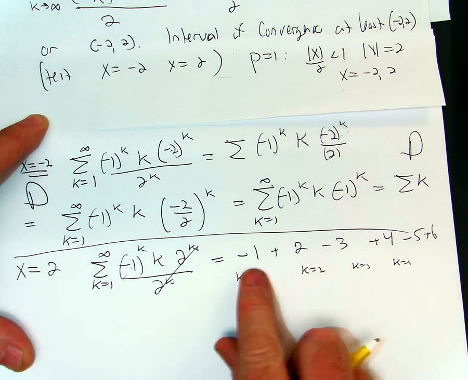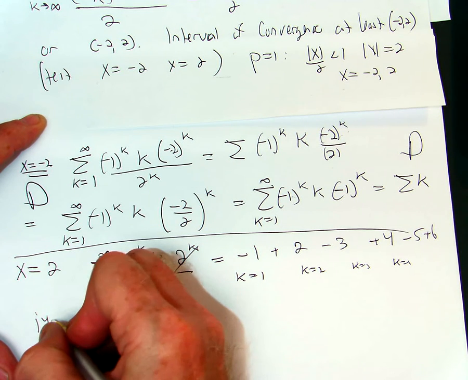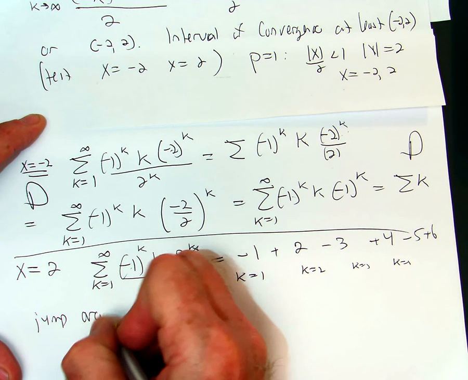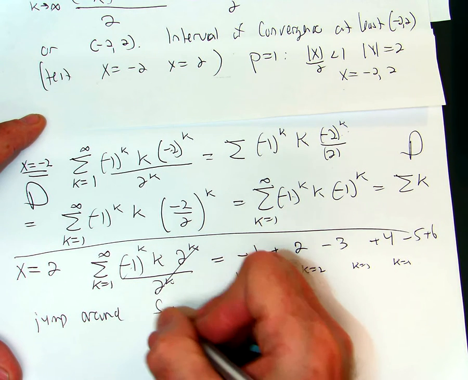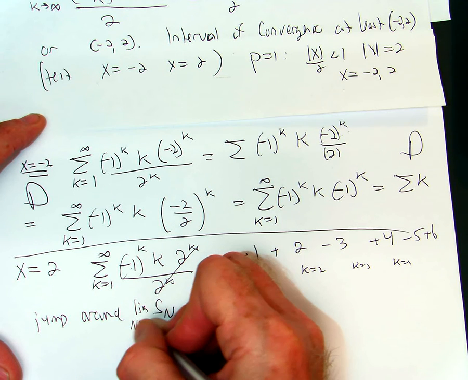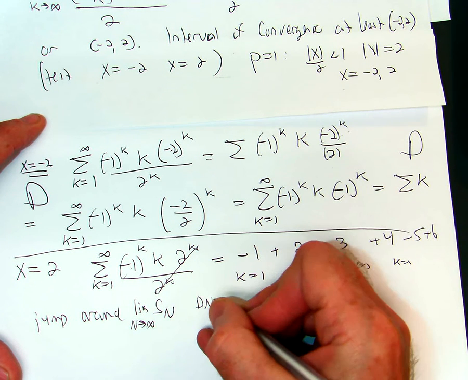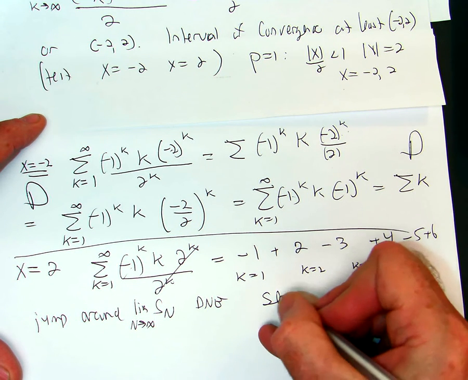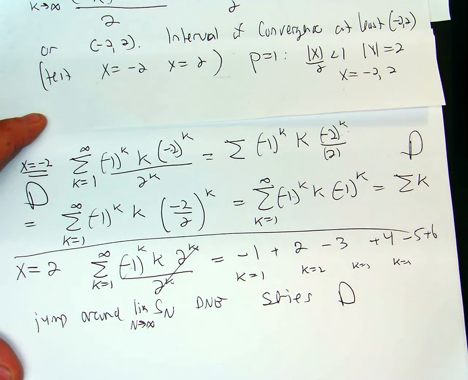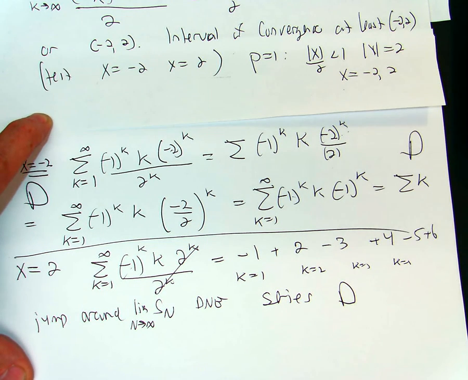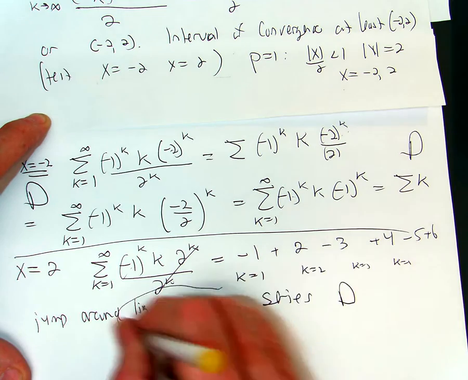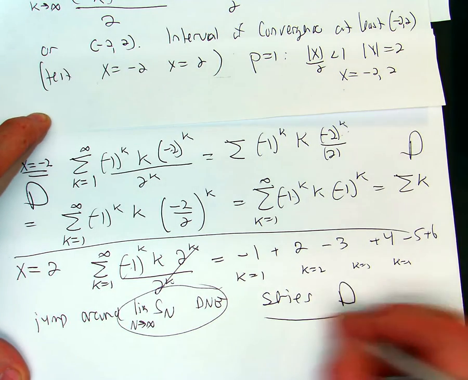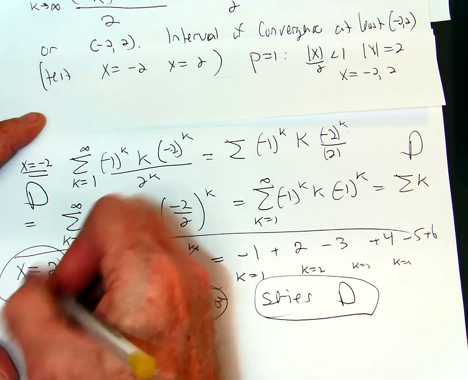So what's going to happen is this series is going to jump all over the place. So S_n, this limit of S_n, does not exist. And so the series diverges. I mean, that should make sense. We're going to get from really large positive numbers to really large negative numbers. So this limit's not going to exist. This series diverges. So here we get divergence.